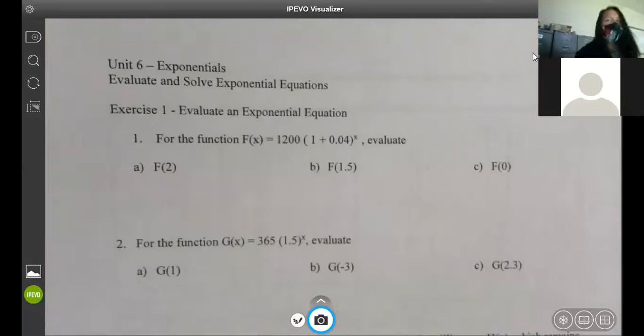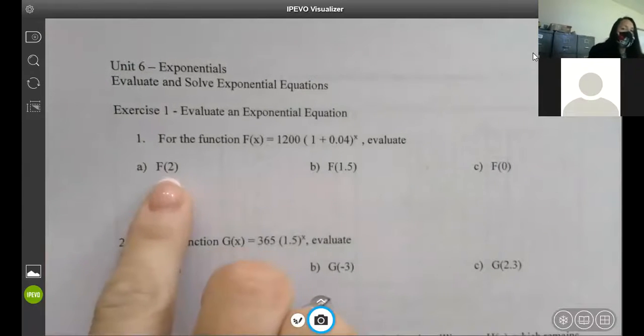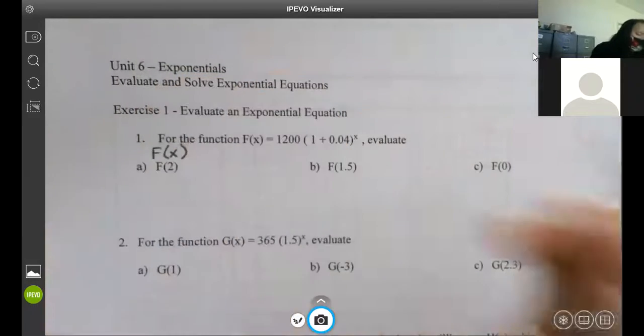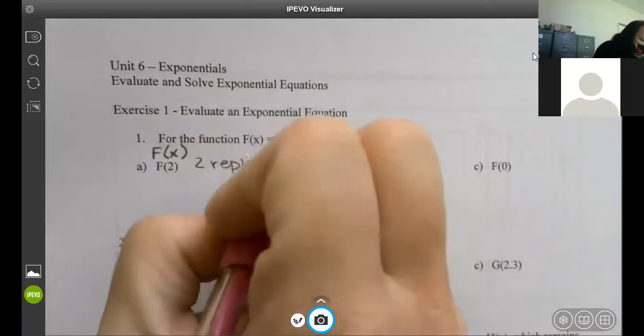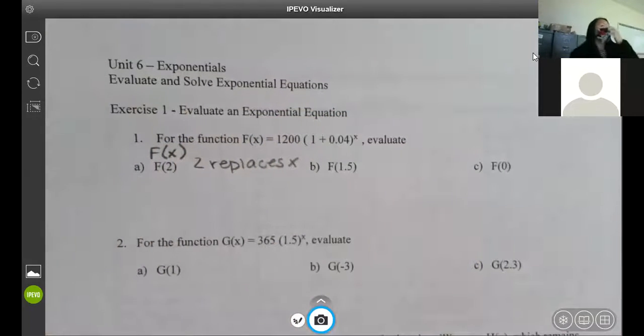So we're going to talk about evaluating and solving exponential equations. And this is not hard if you will pay attention. Okay, not hard if you'll pay attention. So the first one says for the function f of x equals 1200 times 1 plus 0.04 to the x, we're going to evaluate f of 2. We've learned about this. Remember, this is the same thing as f of x. So the 2 replaces the x. That's exactly what it tells you, is that 2 replaces the x.